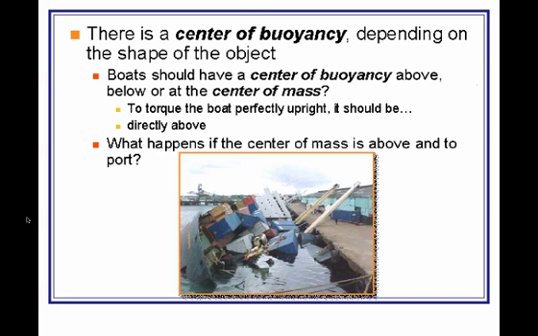So this happens right here as an example of a tanker that had the center of mass above the center of buoyancy. And here we have all the containers spilled into the ocean, and a big, gigantic disaster. So just think about that as we move forward with some free body diagrams.